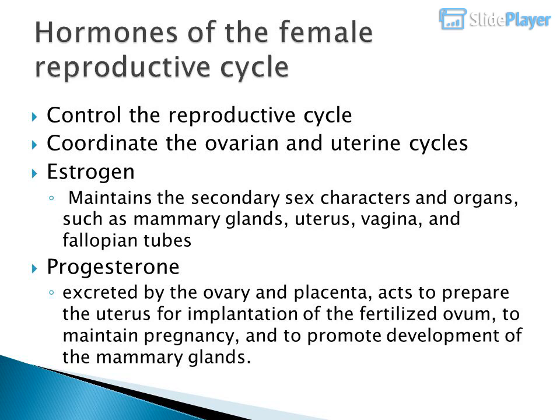Progesterone, excreted by the ovary and placenta, acts to prepare the uterus for implantation of the fertilized ovum, to maintain pregnancy, and to promote development of the mammary glands.